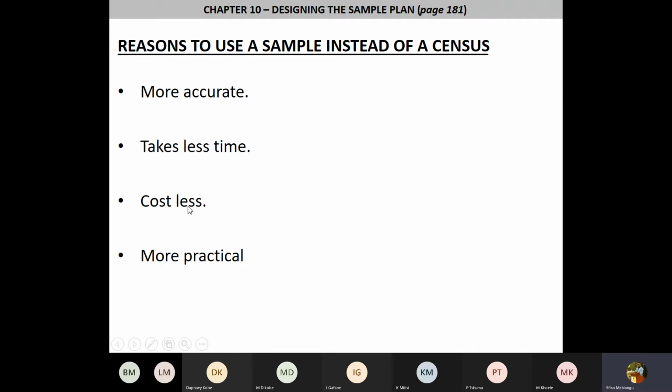The second and the third reasons are basically straightforward. It takes less time to interview fewer people. It costs less to interview fewer people.